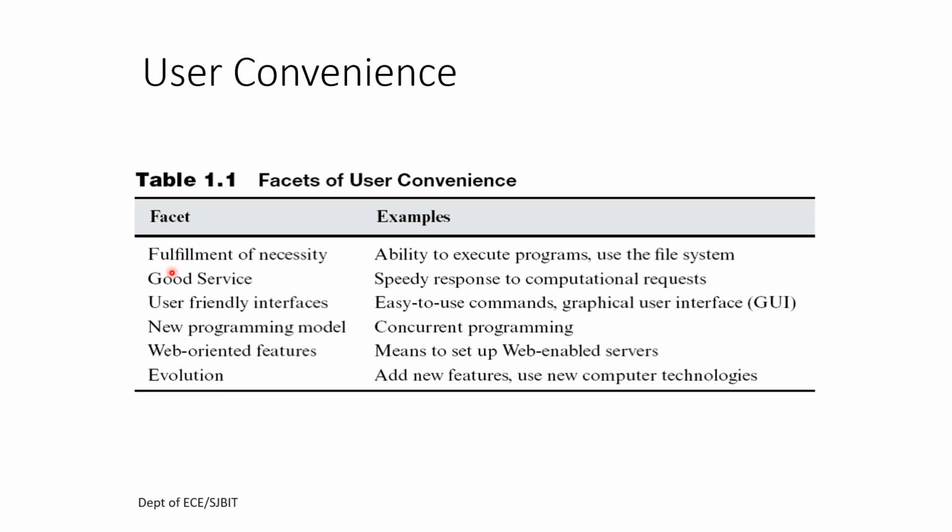First one is the fulfillment of necessity. So what does that mean? The examples of that are the ability to execute programs and use the file systems. Whatever the necessity which is available. So, the ability to execute programs and use the file systems.